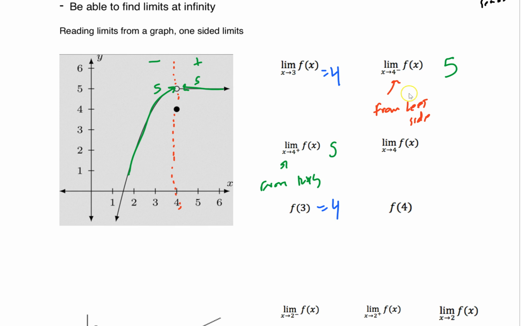So here's the thing about limits. If the left side limit and the right side limit match, that's your limit, right? Look at this. From this side and from that side, they both look like I'm going toward 5. That's my limit. Limit doesn't care what happens.